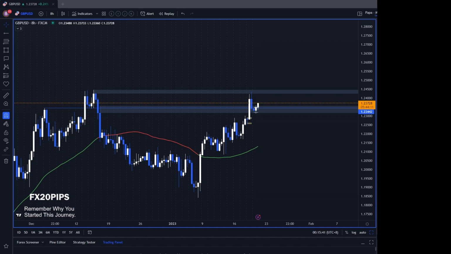Today is 20th of January. This is my time, GMT plus 8. It just passed midnight, quarter past midnight, and that's why it's 20th of January 2023. Currently, I am looking at the GBPUSD and the 8 hours chart.